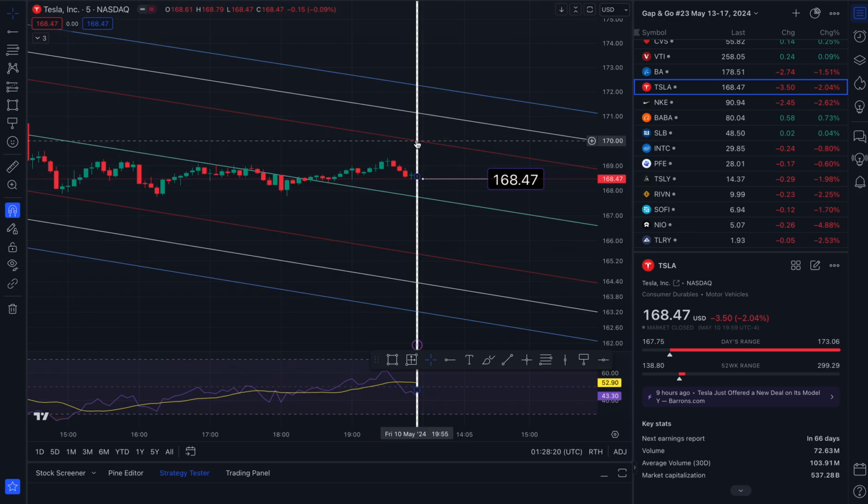All right. 170 for Tesla. Roughly 171.10. 172.27 to the south side. 167.72. 165.45. 164.35. And 163.27.